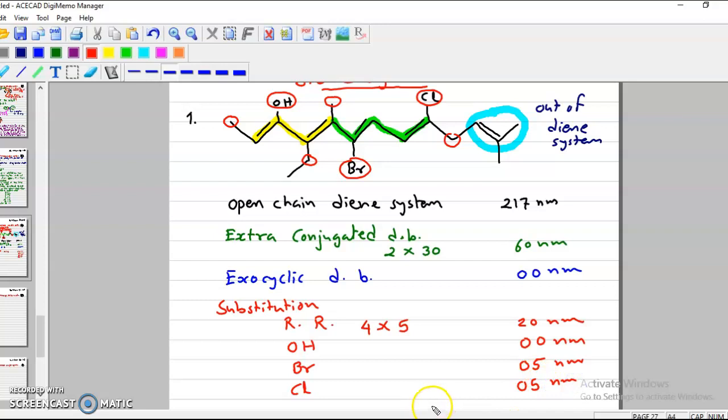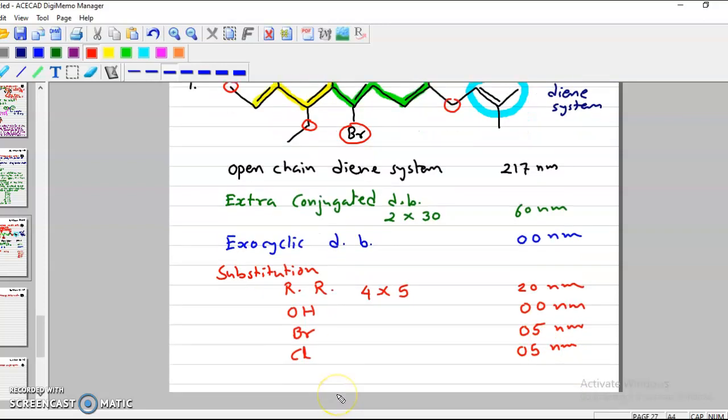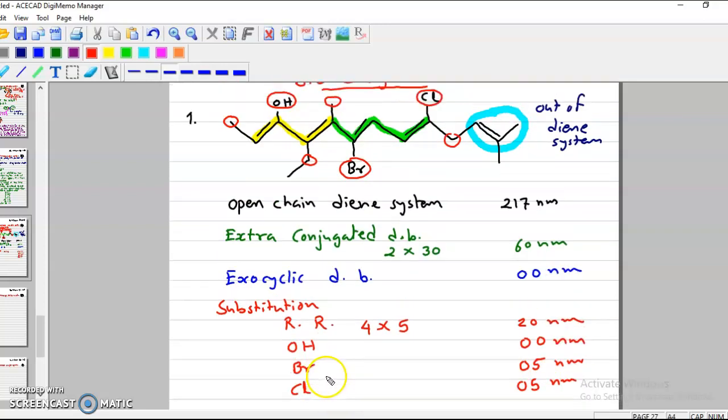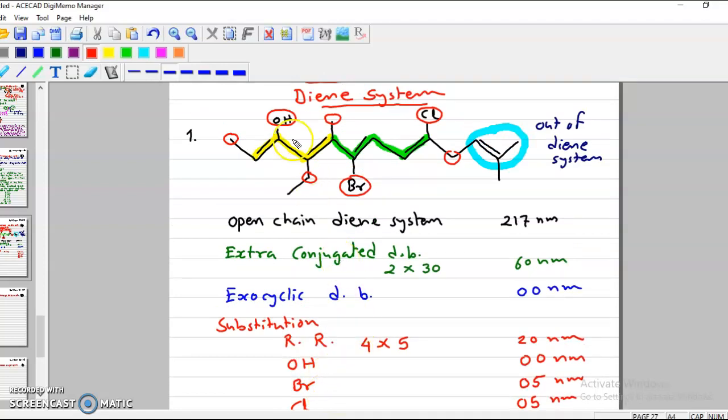Now for diene system, is there anything left? Just check it. OH, bromine, chlorine are all in the system. Do not consider this one because it is not in conjugation, so we will not consider anything from this one. So our system is only this much. And there are 4 ring residues, 1 chlorine, 1 bromine, 1 OH group, and 2 extra conjugated double bonds. There is no exocyclic double bond.